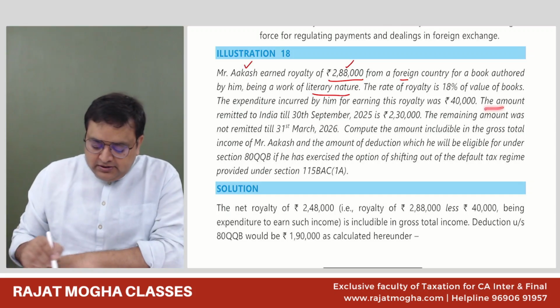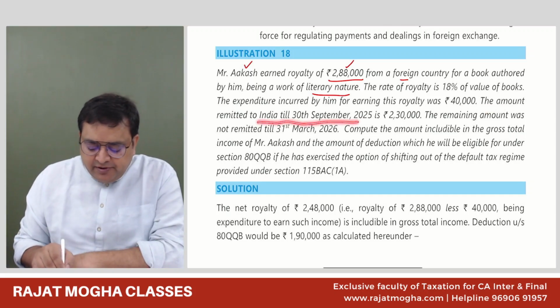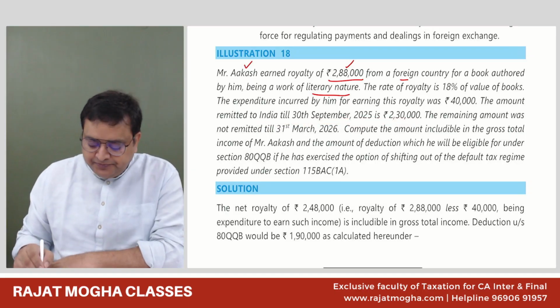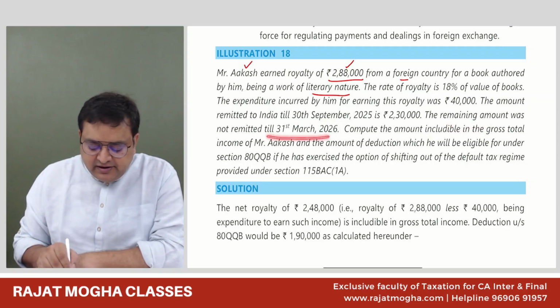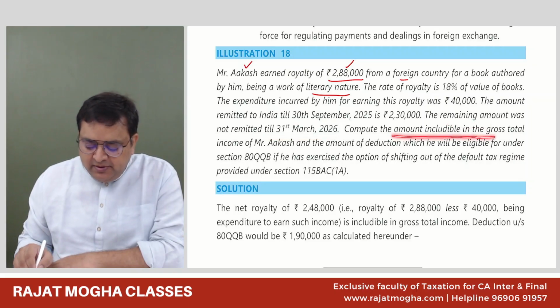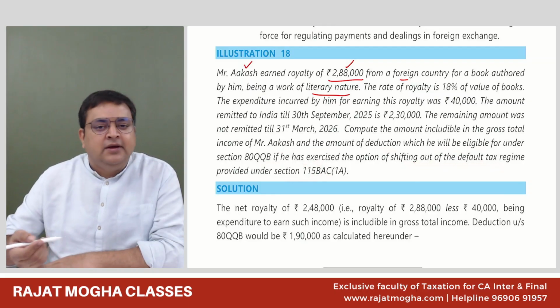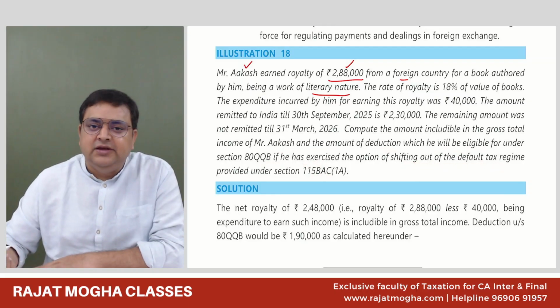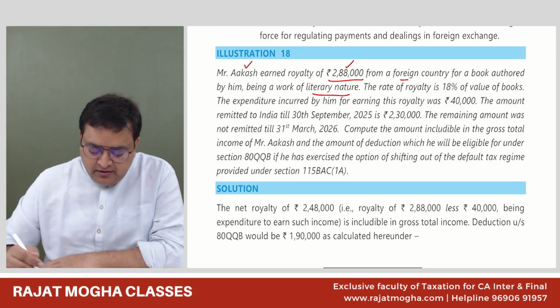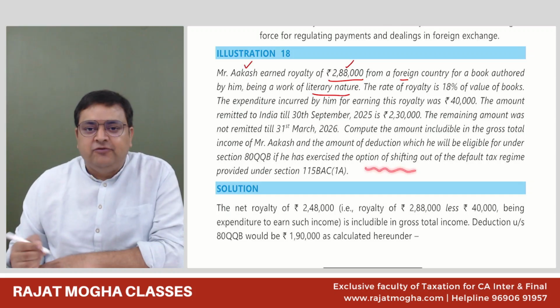Right now, the amount remitted to India till 30th September 2025 is 2,30,000. So this is the amount remitted up till 30th September. The remaining amount was not remitted till 31st March. Compute the amount includable in the GTI of Mr. Akash and the amount of deduction which will be eligible under 80QQB if he has exercised the option of shifting out of the default tax regime. You understand, in the default tax regime, 80QQB is not available. Only 80CCD(2), 80CCH(2) and 80JAA are available. 80QQB is not available. But he is opting for the optional regime.